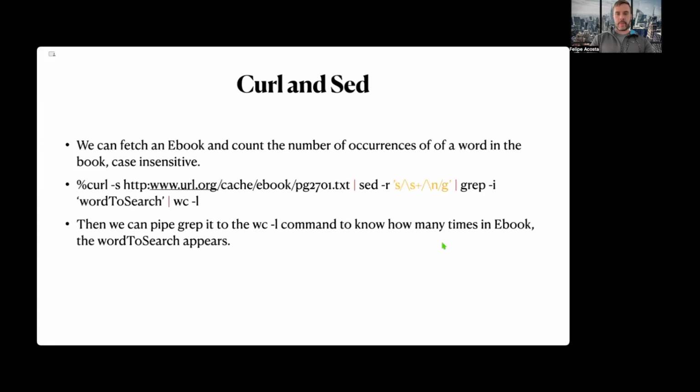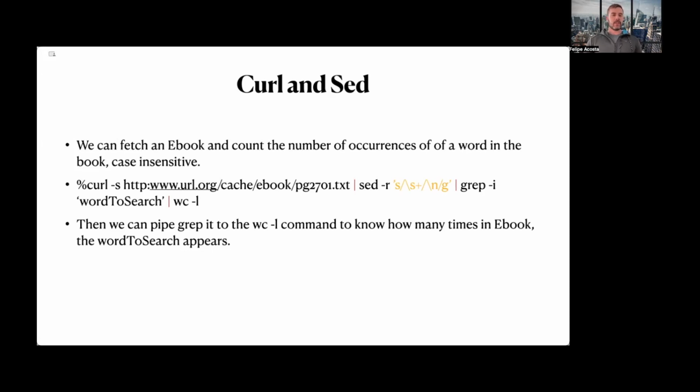So that's basically pipes, curl and sed. With curl, you can fetch a URL from a website. So we can fetch an ebook, for example, and count the number of lines with occurrences of a word in the book, case insensitive, which uses regular expressions, right?